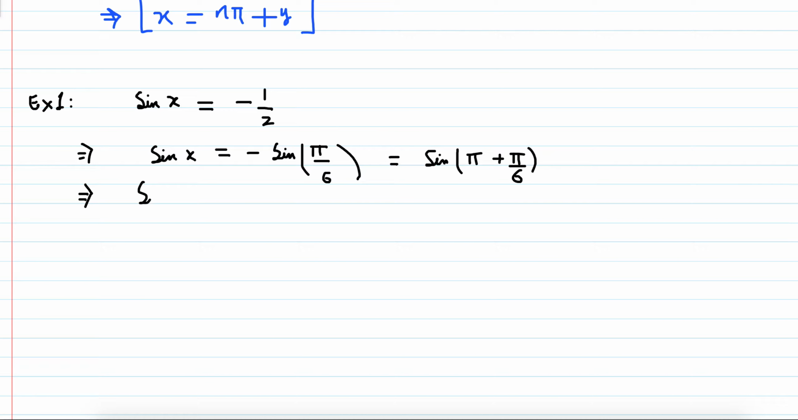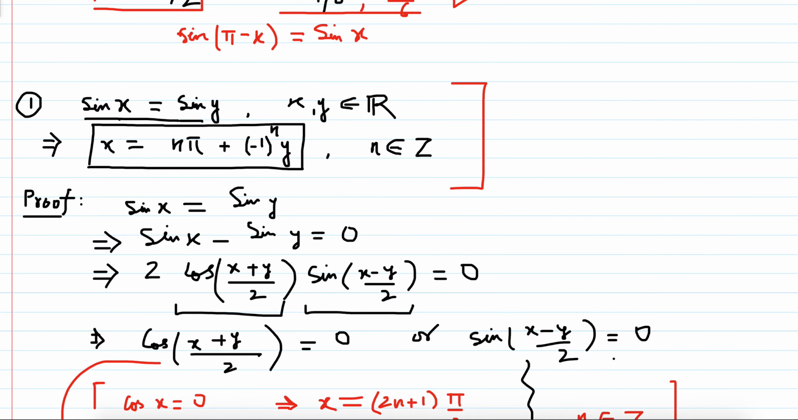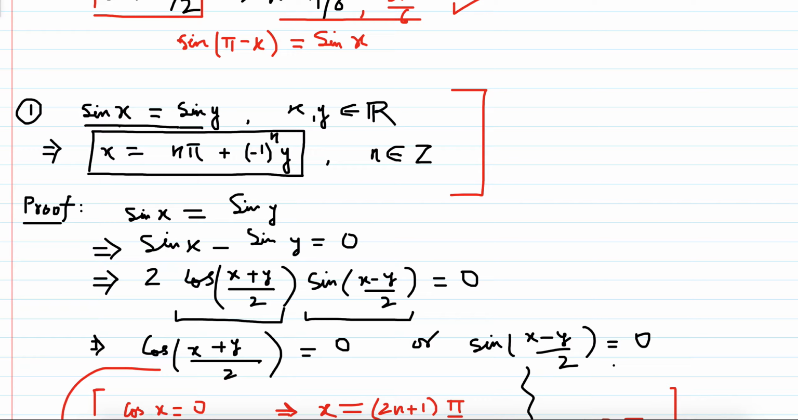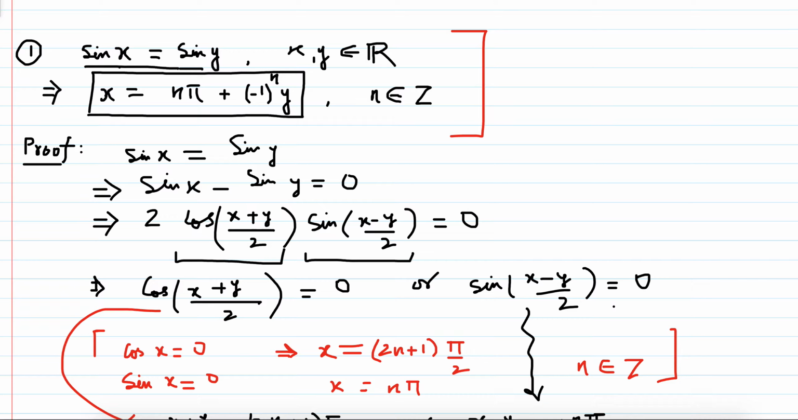or sin x equals sin of pi plus pi by 6, which is 7 pi by 6. So now we have this form, sin x is equal to sin y. Then we will directly use this formula to get the value of x. So this will give the general solution, n pi plus minus 1 to the power n y.